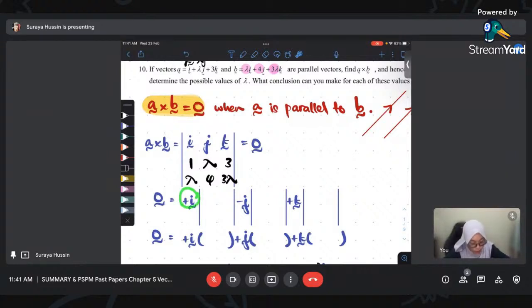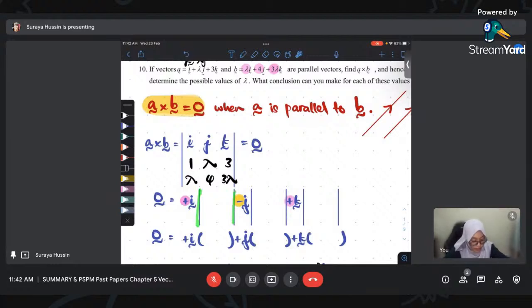I love to put rangka dulu because I will remember that it must always be positive I. It must always be negative J. And it must always be positive K. Okay, positive, negative, positive. Formula sentiasa sama untuk A cross B. Remember ya, A cross B mesti sentiasa sama. Formula dia positive I, negative J, and positive K. Okay, mesti positive dulu. Positive I, negative J, and then positive K. Okay, now ada palang ni.